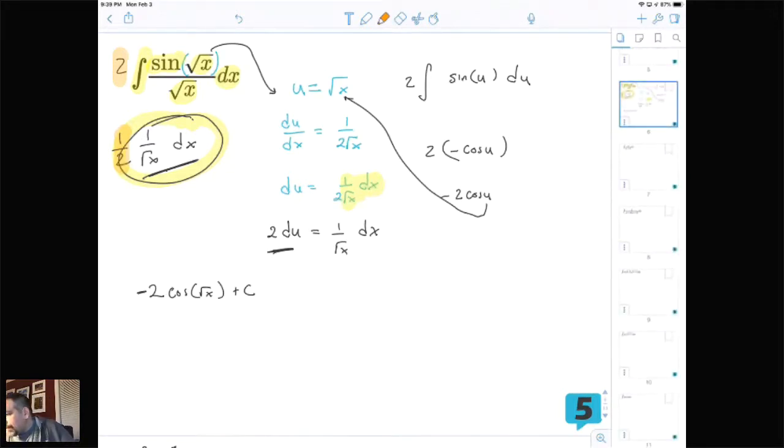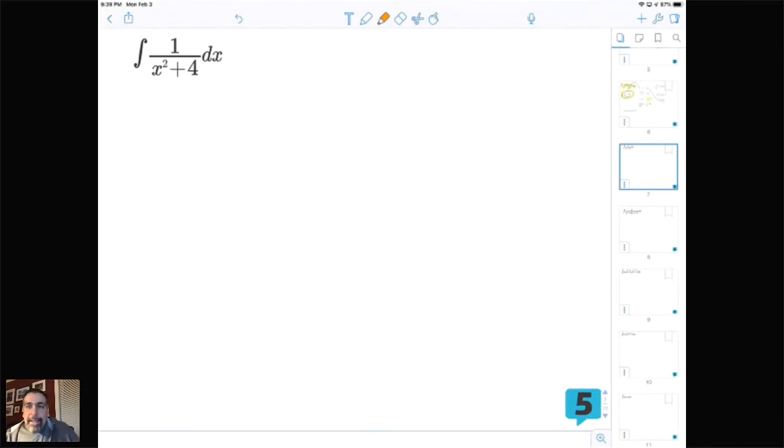The next integral I want to look at is 1 over x squared plus 4, okay? Now, when we look at this one, the first question that I always like to ask is, is this one of the 13 that I'm supposed to know? And it looks a lot like one of the 13 we're supposed to be familiar with.